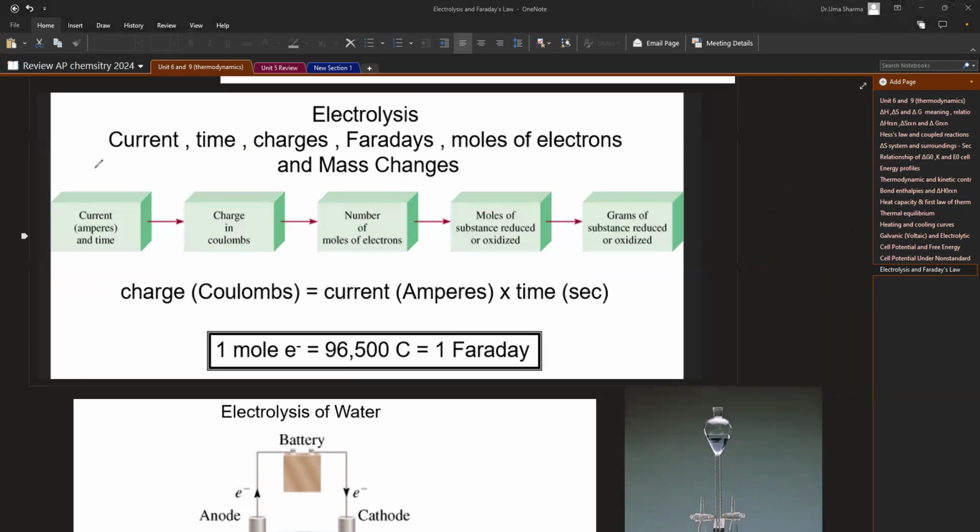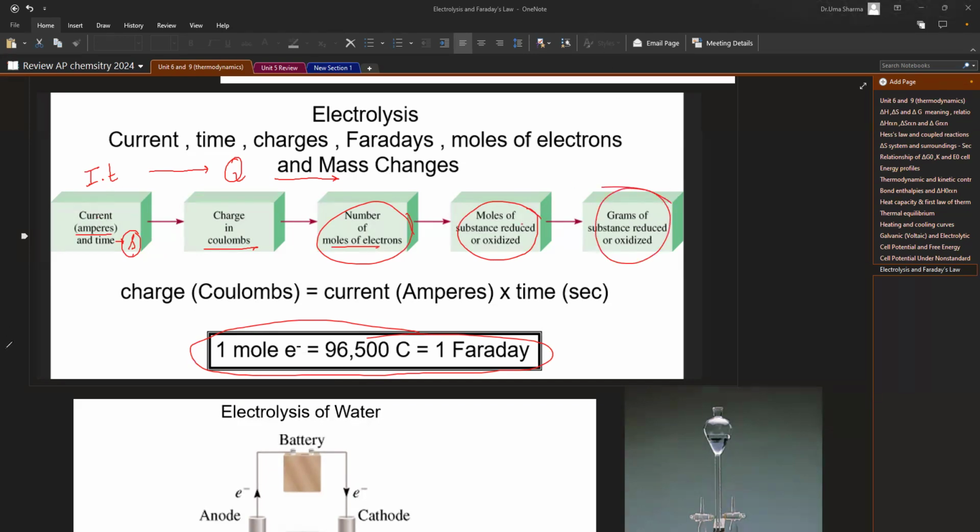So, you're going to multiply current with time. Take care, current should be in amperes and time should be in seconds, SI units. If it is not in seconds, then convert that into seconds. You will get Q in coulombs. Convert that Q into moles of electrons by using this ratio. Once you have moles of electrons, get the moles of substance. And once you have the moles of substance, get the grams.